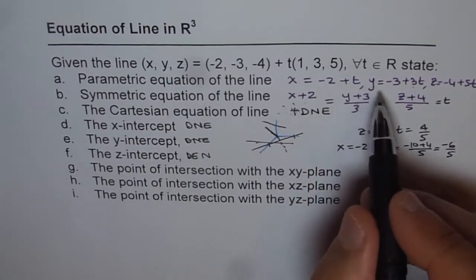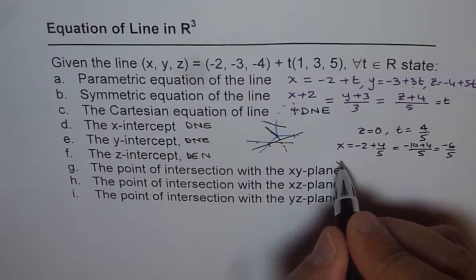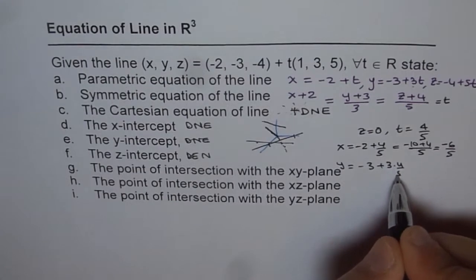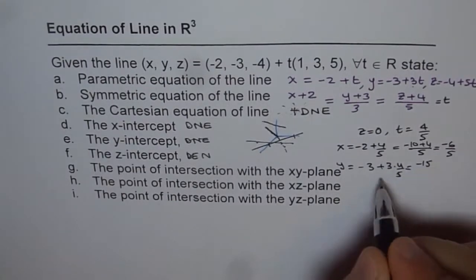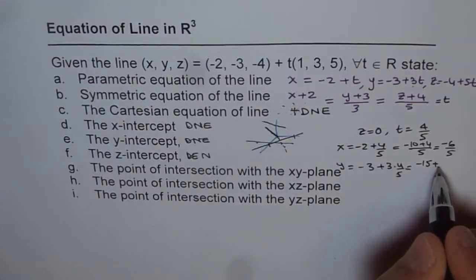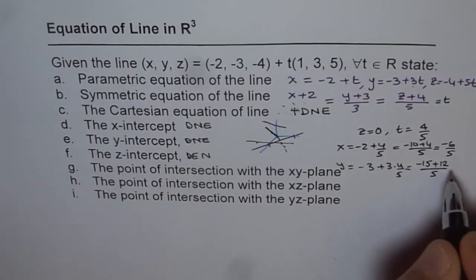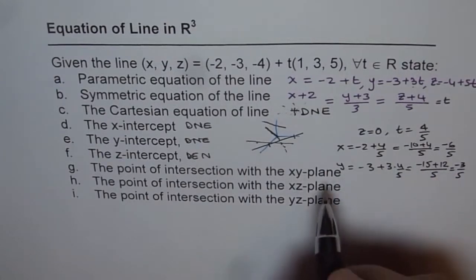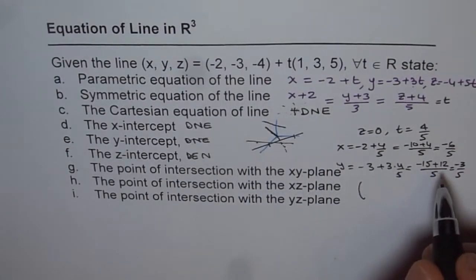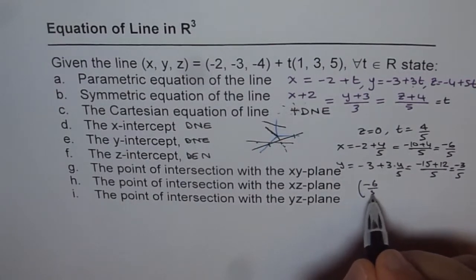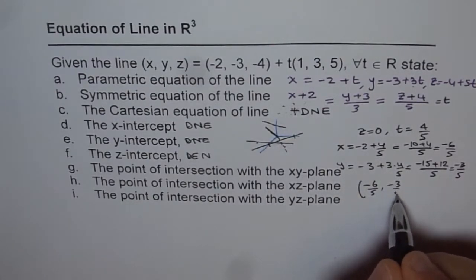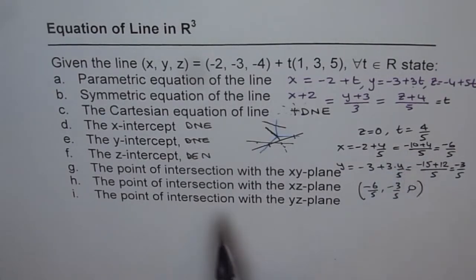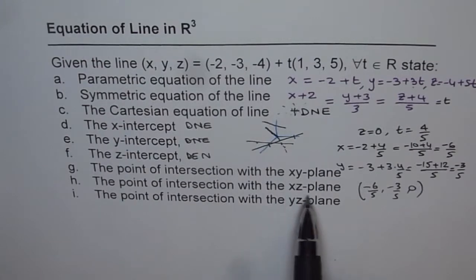And similarly, we can find y from here. So y is equal to minus 3 plus 3 times 4 over 5. So which is minus 15, and 3 times 4 is 12 over 5, and we get minus 3 over 5, right? So in this case, for the xy plane, the point which we get is minus 6 over 5, minus 3 over 5, and 0.